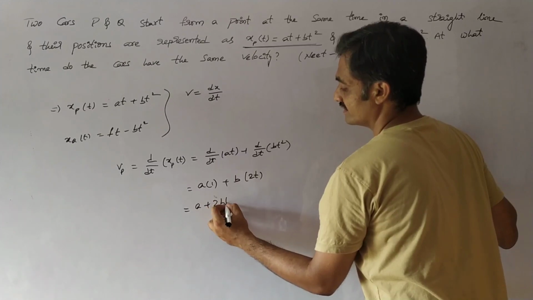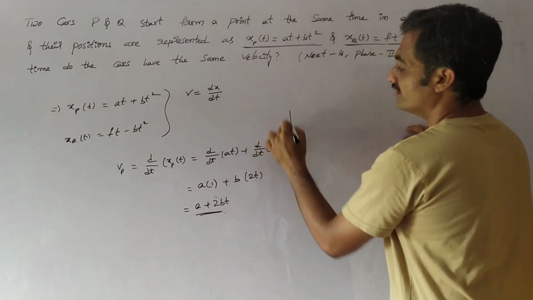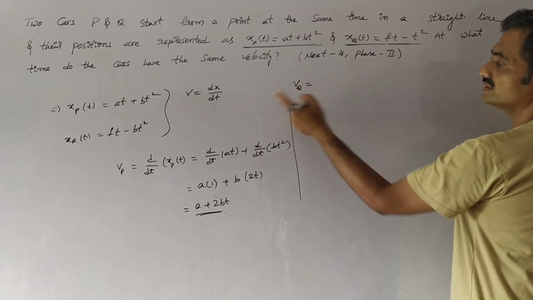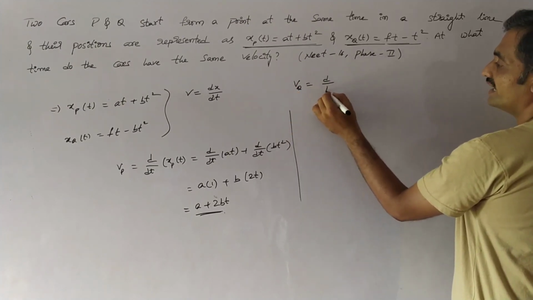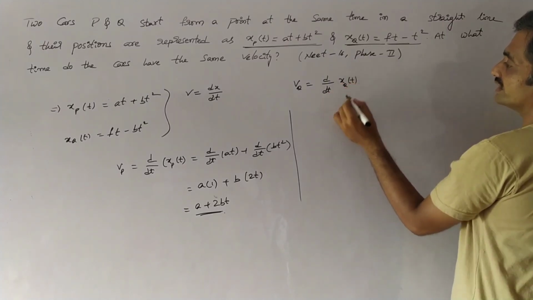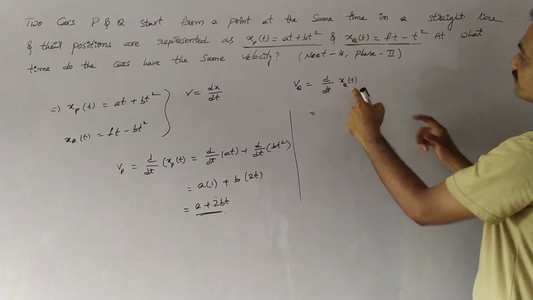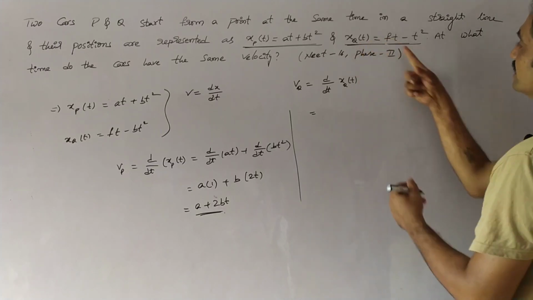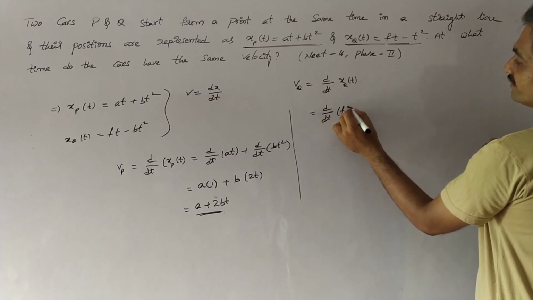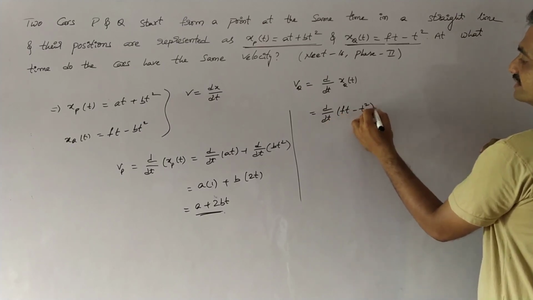From this we can write the velocity of P at time t as a plus 2bt. Whereas the velocity of car Q is given as v suffix q equal to d by dt of x q of t. We know that the position of car Q is ft minus t square, so it is d by dt of ft minus t square.